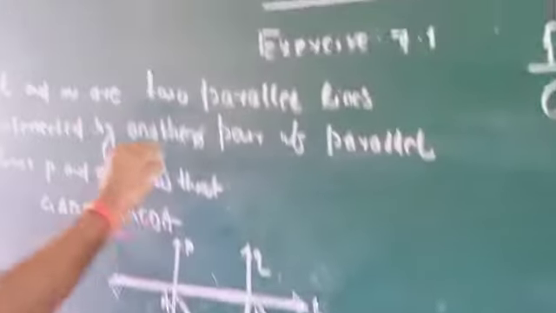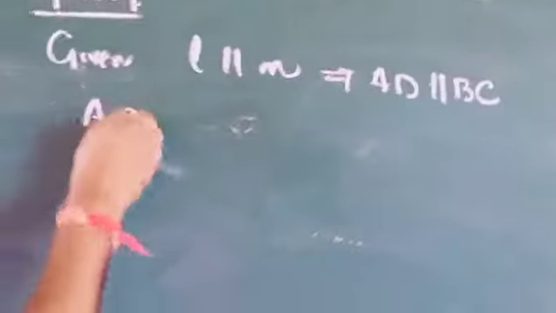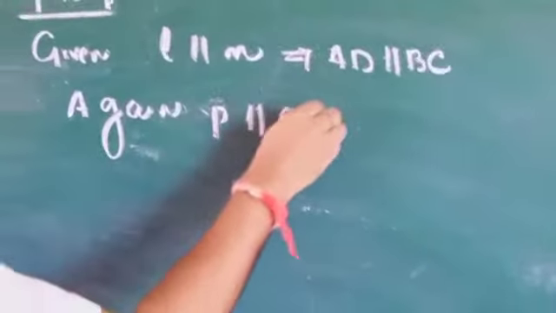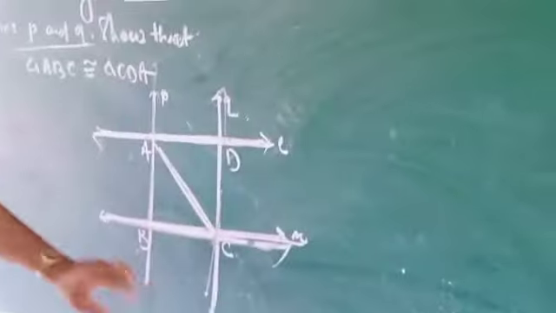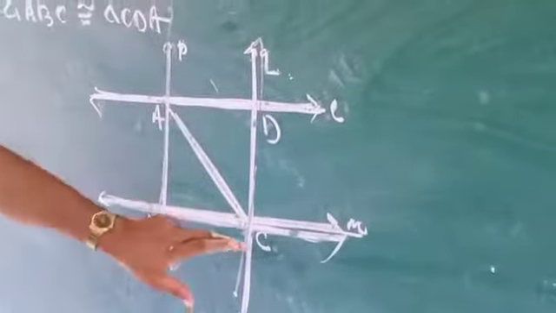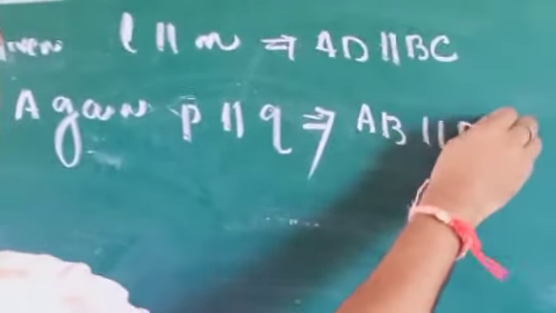Again, P is parallel to Q, given another pair of parallel lines P and Q. So if P is parallel to Q, AB is a part of P and DC is a part of Q. Therefore, that implies AB is parallel to DC.